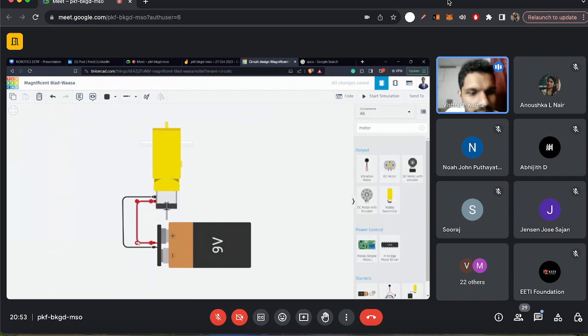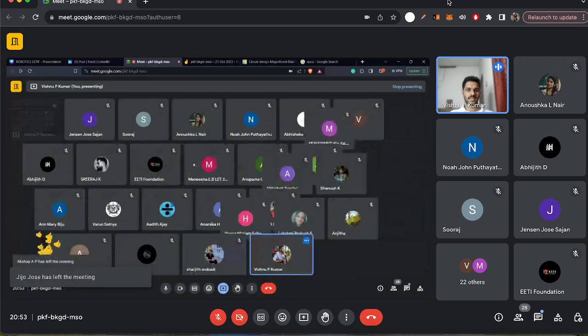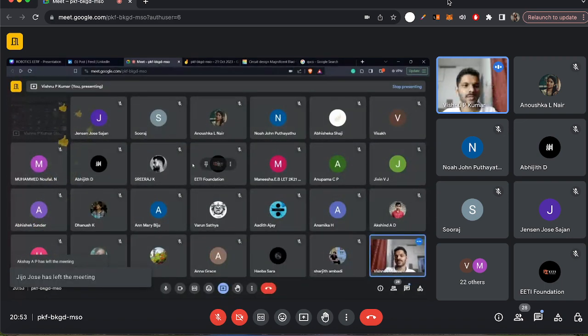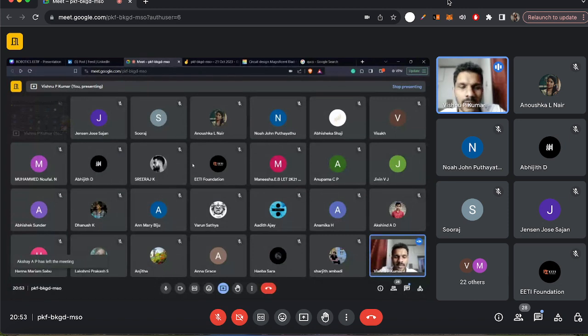Do you know the reason for using this color convention? The positive can be connected to positive, so we use a red color, and for negative we can use a black color. Do you know the thing behind this convention?